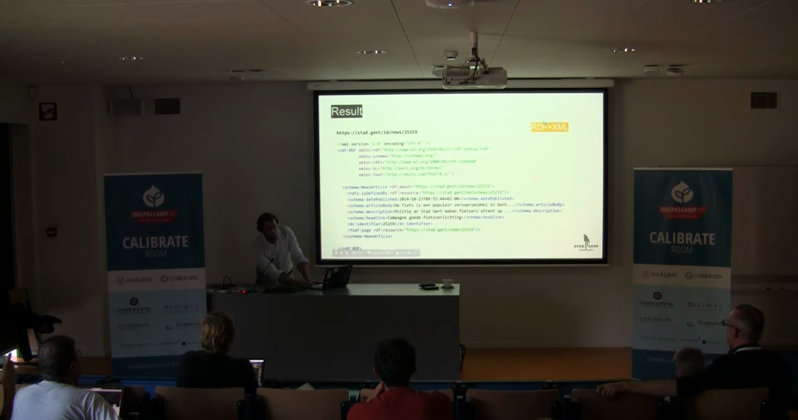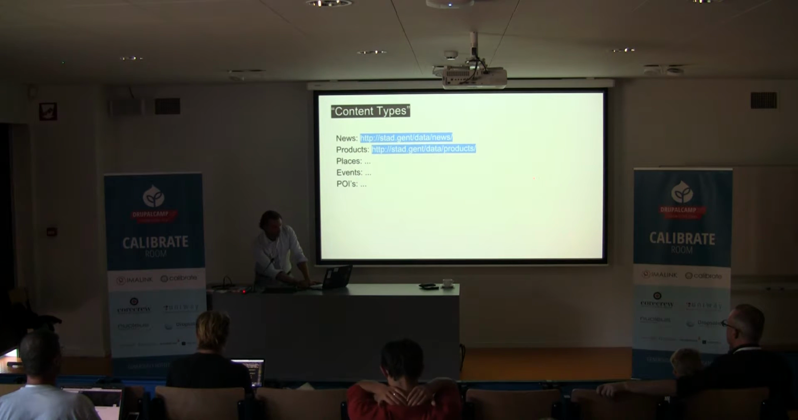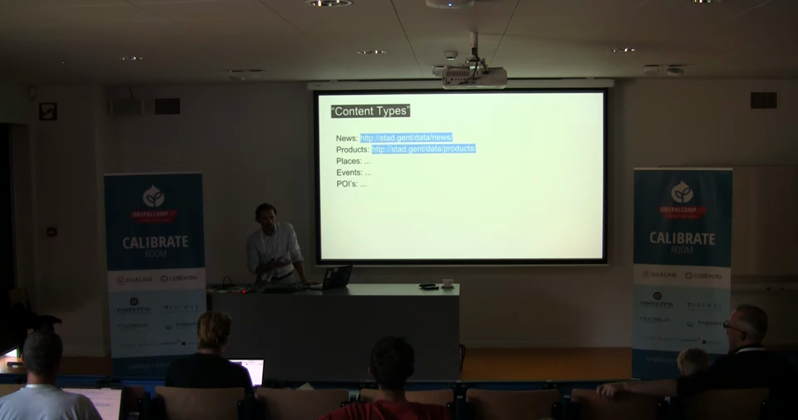This is the RDF representation of a news article on the City of Ghent's website. So which content types? It's not really a content type. We define them as types in our semantic database, but most of them are actually part of the same content type, so it's not really a Drupal content type. Let's say it's a kind of entity that we describe semantically.